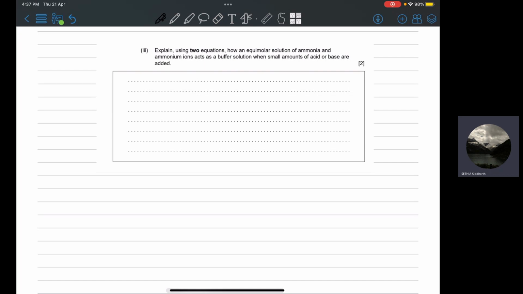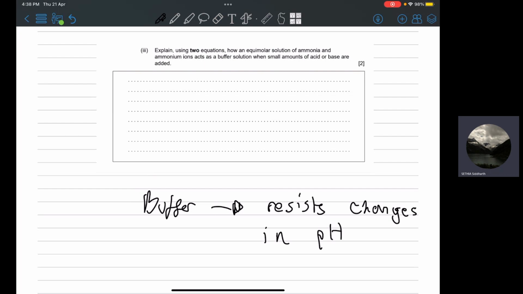So a buffer solution is a solution which resists a change in pH when you add small amounts of acids or alkali. So a buffer resists changes in pH. So if you have a solution and you want to ensure that the pH of that solution doesn't change by much, you add a buffer to it, really. That's really the simple use of a buffer, right? That's what it does. It resists a change in pH.